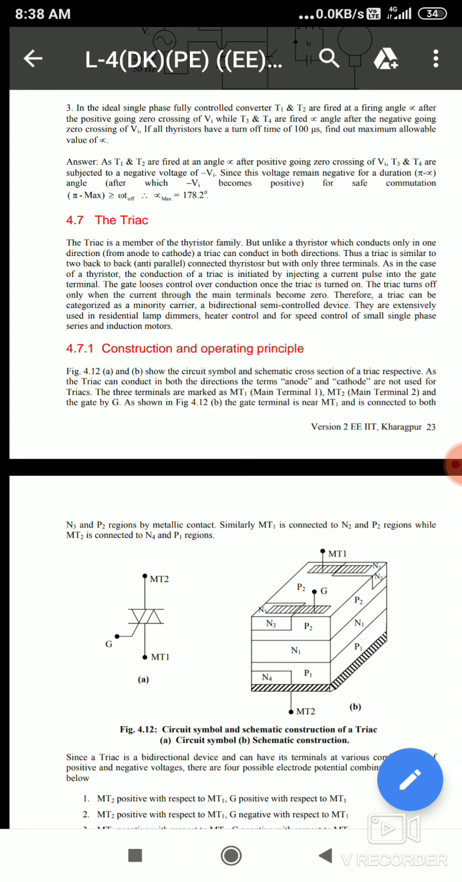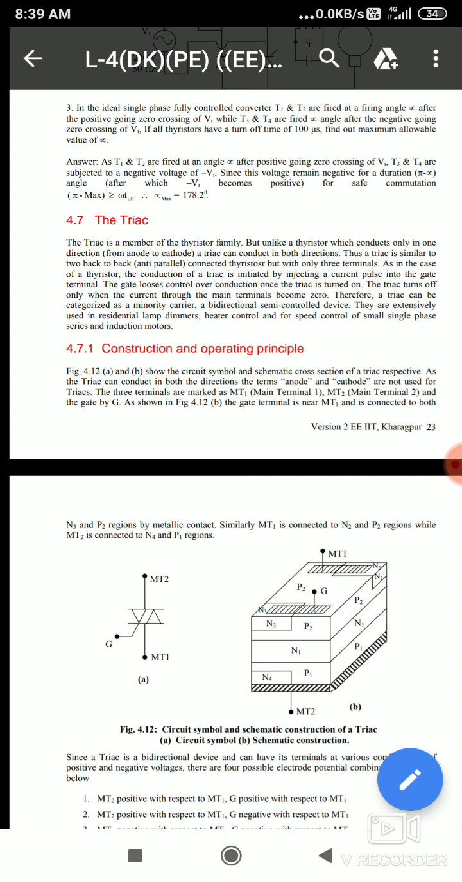and gate. MT2 represents main terminal 2, also called anode 2. MT1 represents main terminal 1 or anode 1, and one more terminal is the gate. Most triacs can be triggered by applying a voltage, either positive or negative, to the gate. When the gate is triggered, the triac continues to conduct until the main current drops below a certain level, called the holding current. Therefore, the gate acts as a trigger to turn on the device.